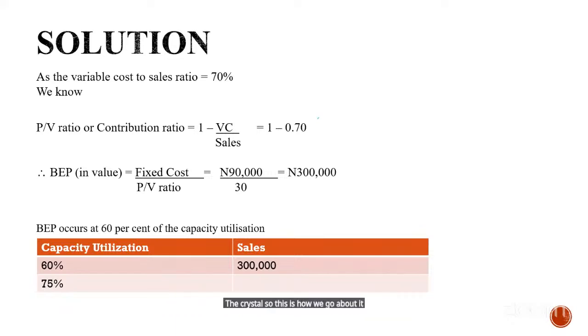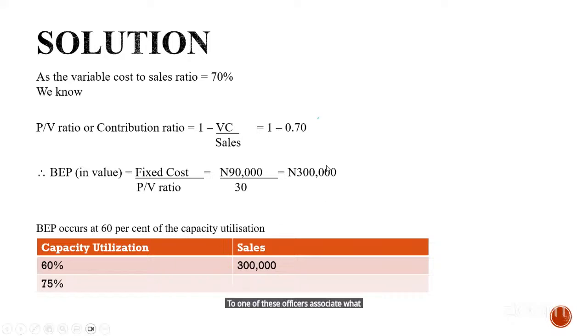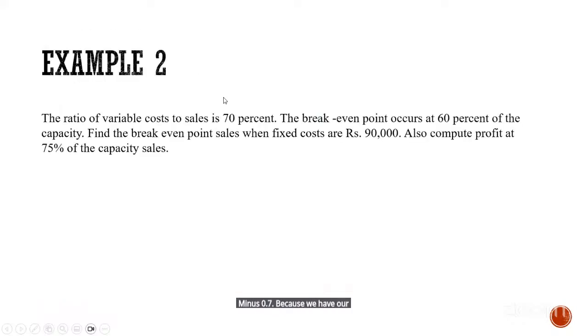The variable cost to sales ratio equals 70%. And we know that PV ratio or contribution ratio equals 1 minus VC over sales. So 1 minus VC over sales, so we say 1 minus 0.7. Because if the ratio is 70%, 70% is what?